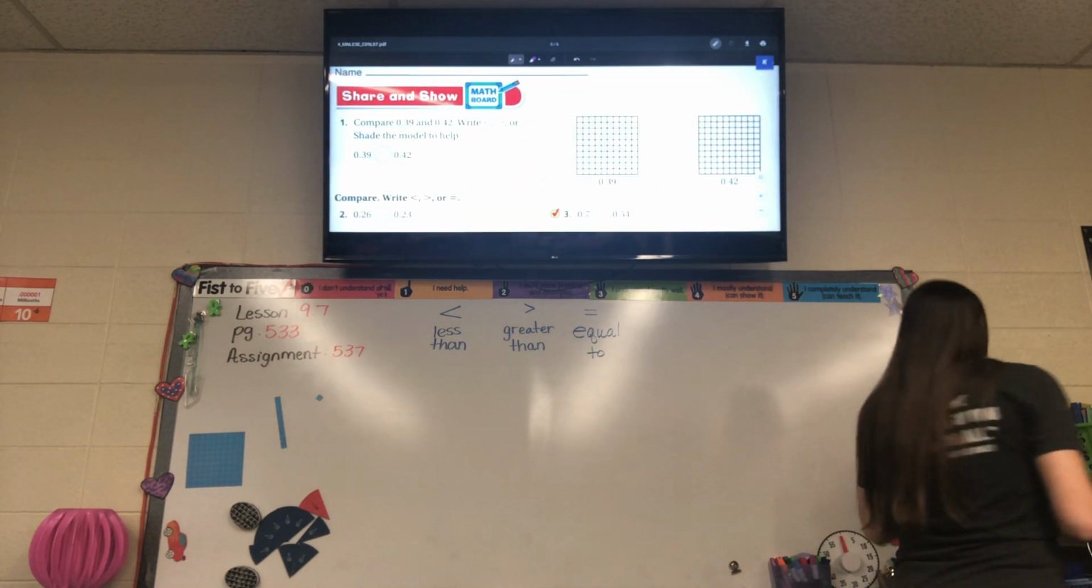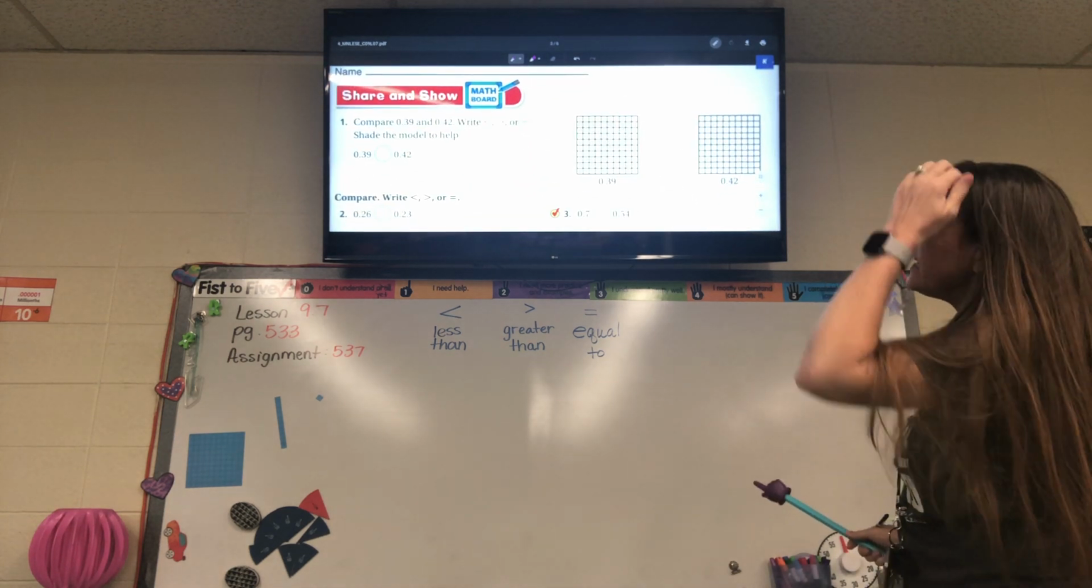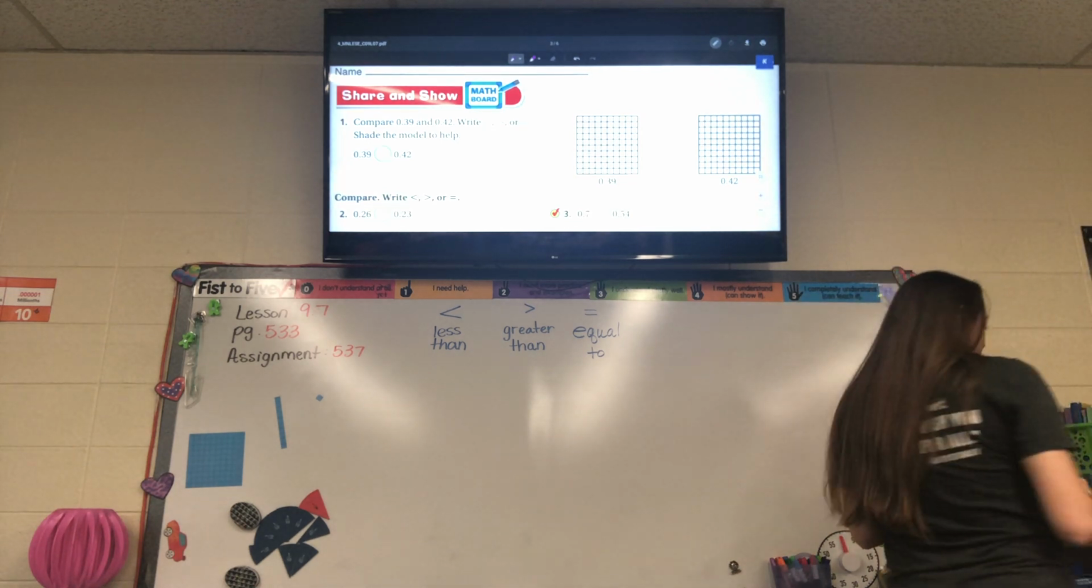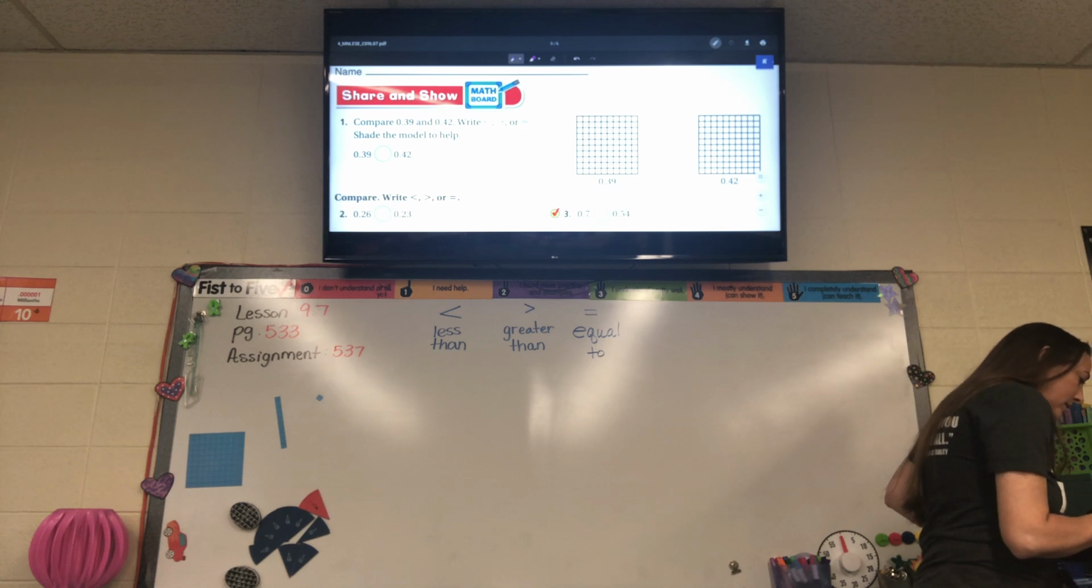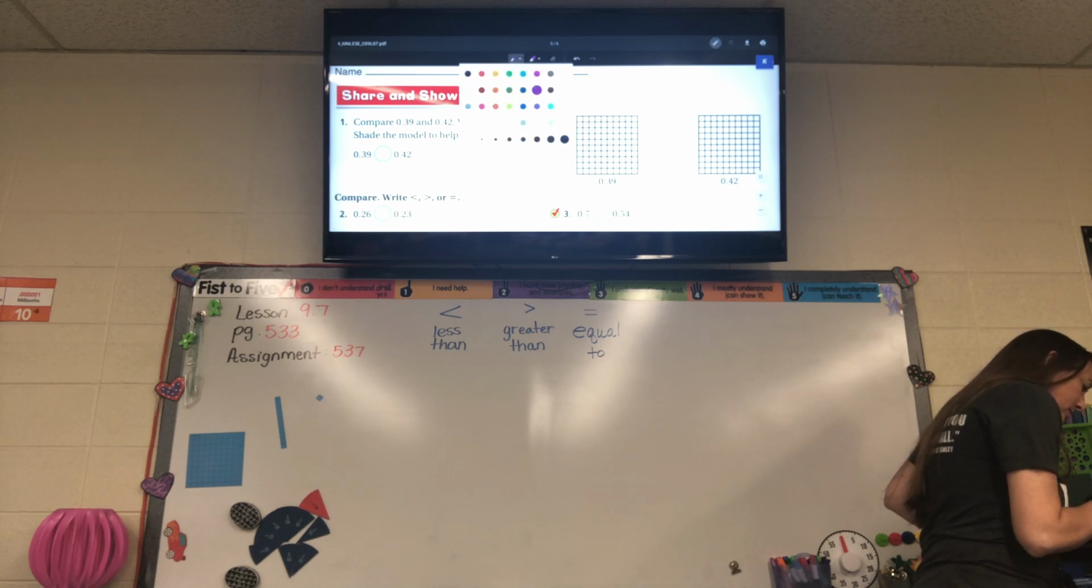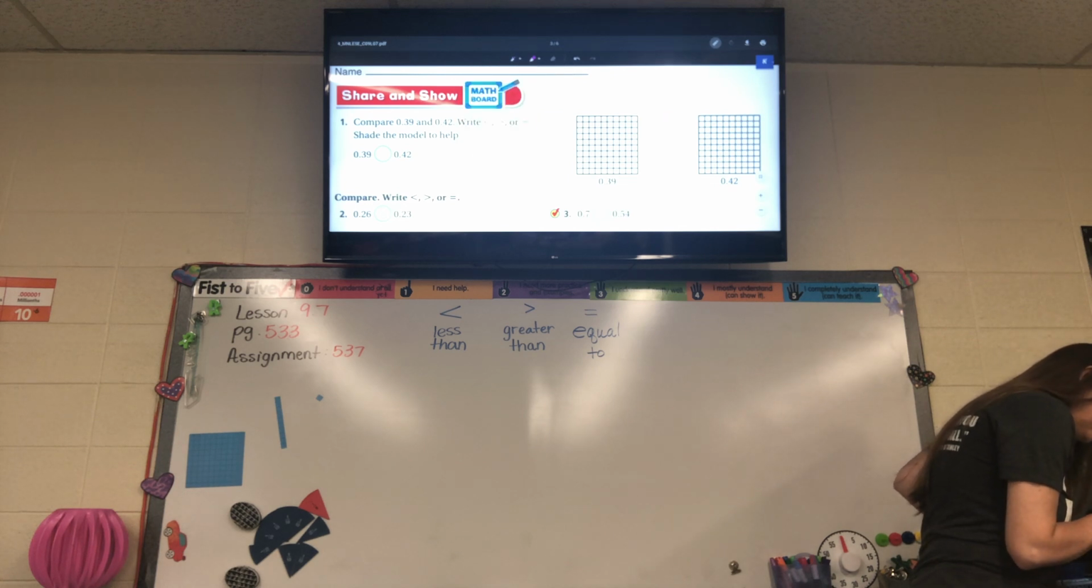They want us to now compare 39 hundredths and 42 hundredths using less than, greater than, or equal to. Shade the model to help. So we're going to do 39. So 3 wholes and then 9 on the 4th one.